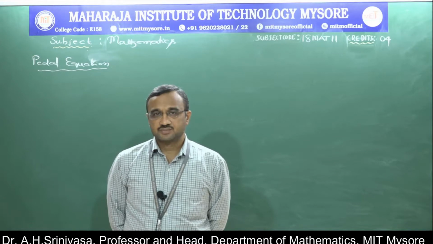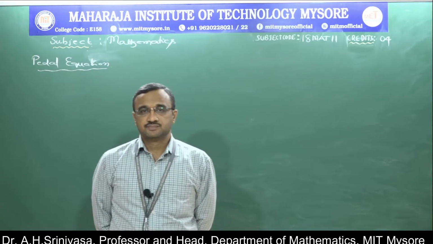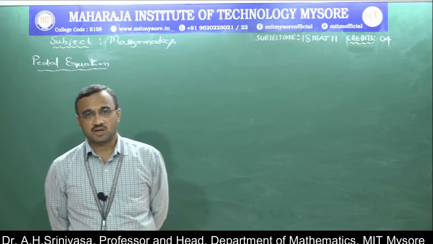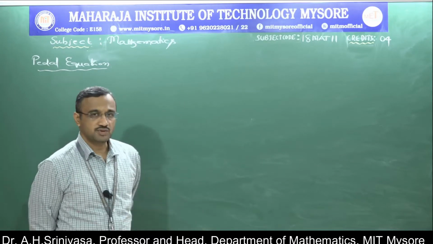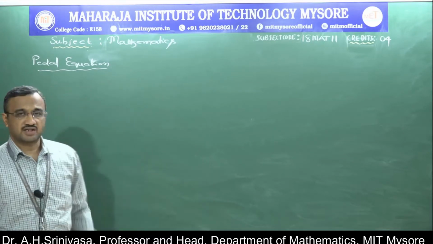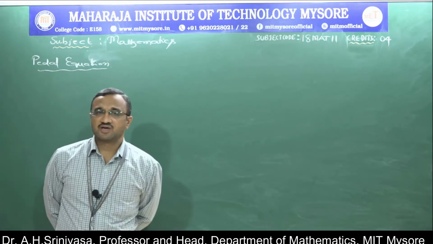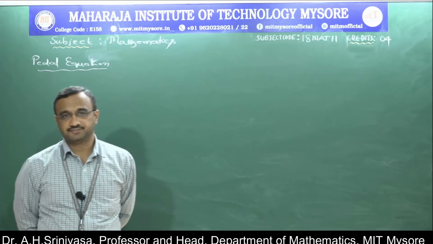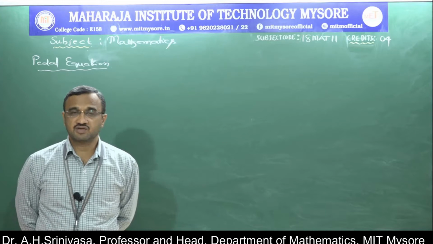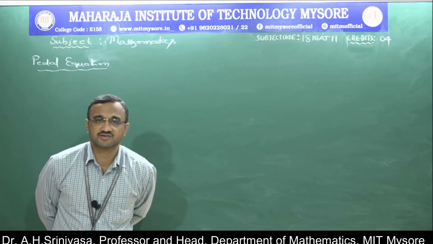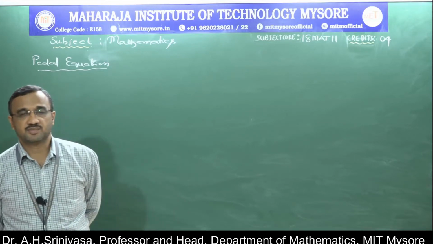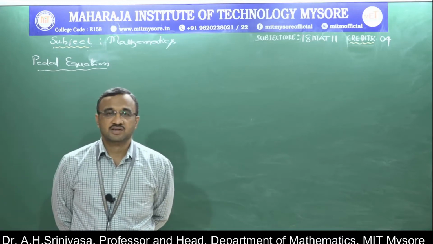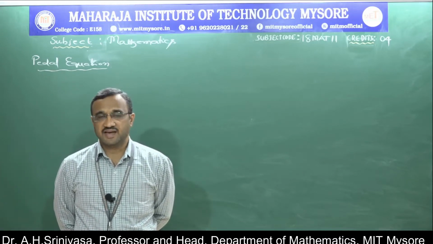Today's class, we are going to learn the Pedal equation of a polar curve. First, we have to understand what a Pedal equation is. An equation involving P and R, with no angle present, is called a Pedal equation. This is the main definition of a Pedal equation. Here we are going to eliminate the angles.